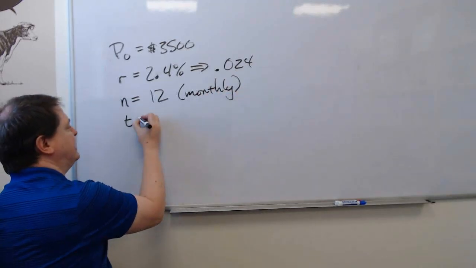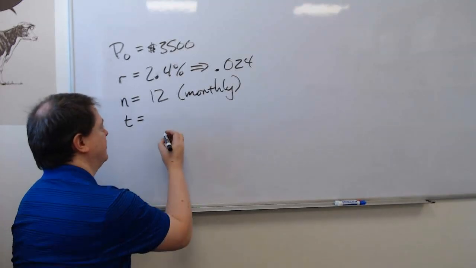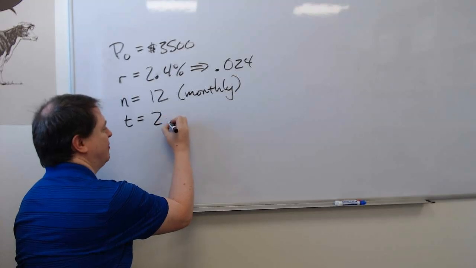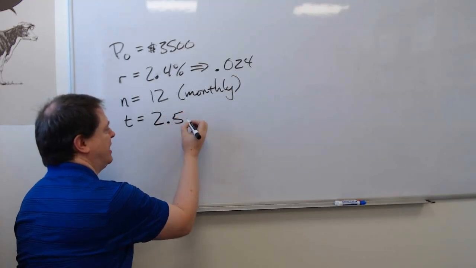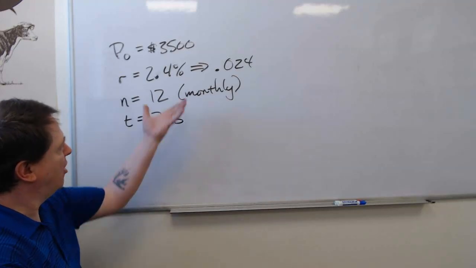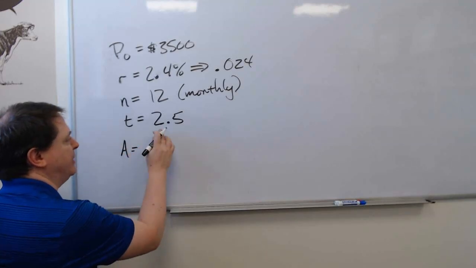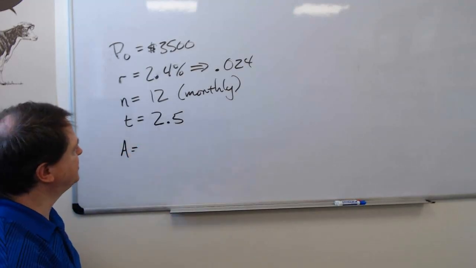And then finally, T is the number of years that we leave it in the account. So it says 2.5. I'm just going to write that as 2.5 because I hate mixed fractions. Okay, so that's all the stuff that we need. So we want to know what its value is going to be after those 2.5 years.